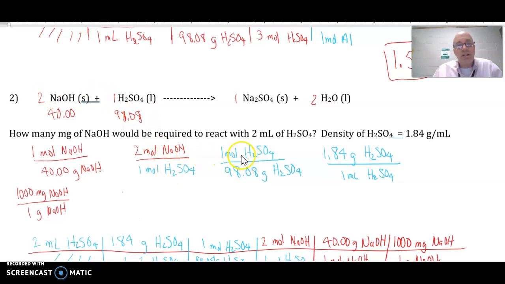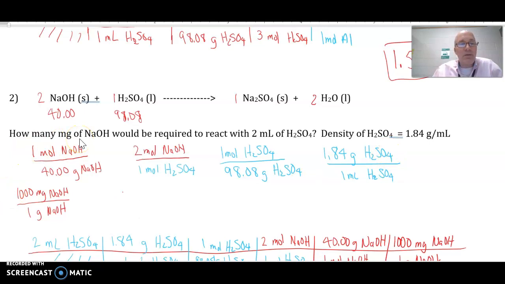All right, so it involves some other things here, so I'm going to write down some other relationships. I have 1 mole of H2SO4 is 98.08 grams of H2SO4. All right, that comes from just the molar mass of H2SO4. All right, this relationship comes from the density provided of H2SO4.